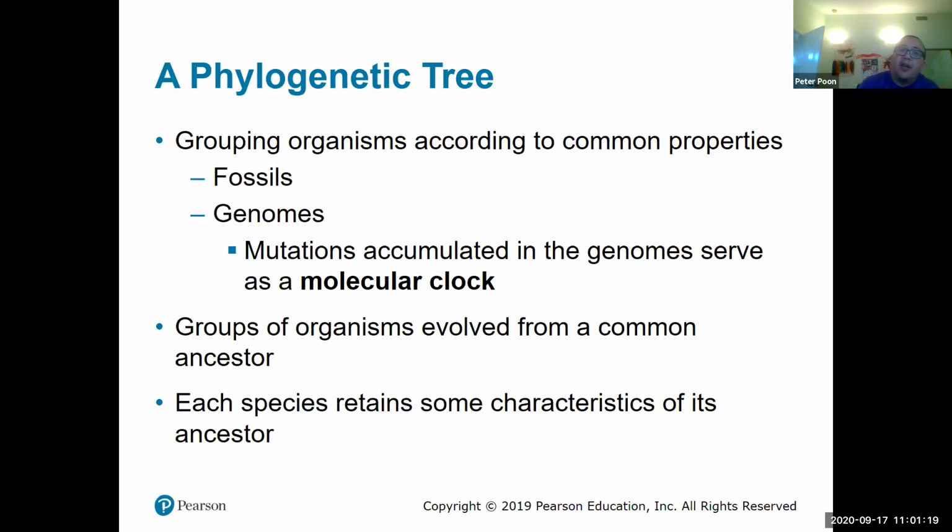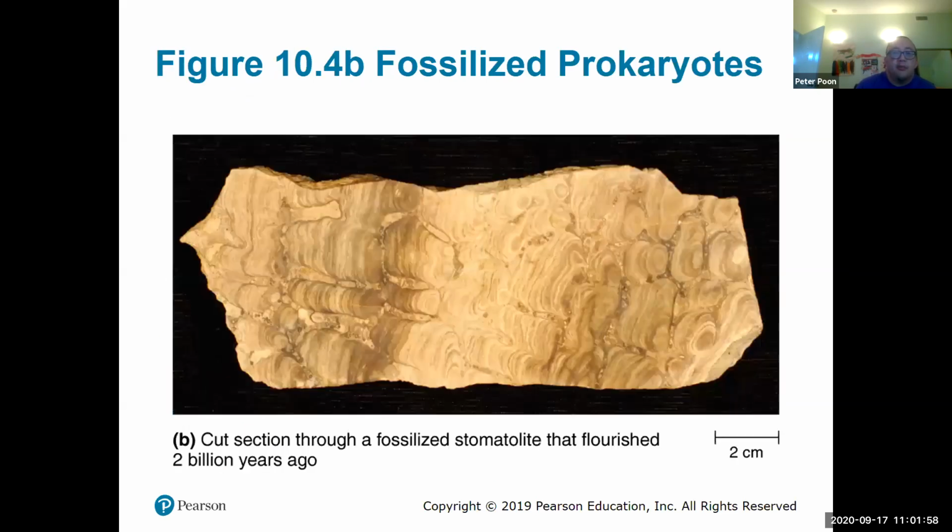Phylogenetic trees are based on a couple of different things. One, the fossils, two, the genomes. As a species, we accumulate changes to our genome over time, and those accumulated changes are known as our molecular clock. Based on comparing the molecular clock between organism A and organism B, we can tell how far apart they are. Like if we compare our DNA to the DNA of a chimpanzee, we can tell we're about 6 million years apart, 7 million roughly. This axis shows really old prokaryotes.